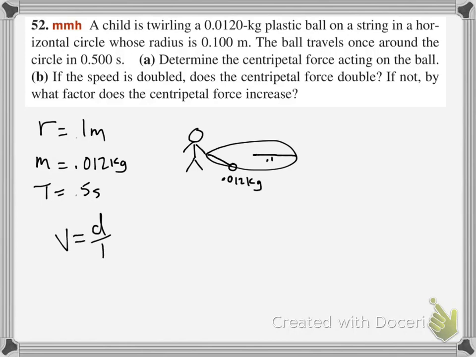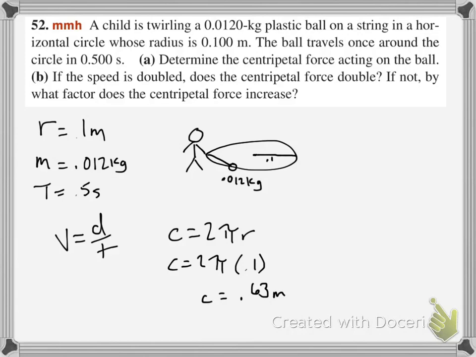So now we know that velocity is equal to the distance over time. We're trying to find the centripetal force, and in the formula for centripetal force, the only variable that we are missing is velocity. To solve that, we need to find the distance over time. We do have the time, but we do not have the distance. In order to find the distance, we need to find the circumference of the circle, which is equal to 2 pi r, so 2 pi times 0.1 is equal to 0.63 meters.